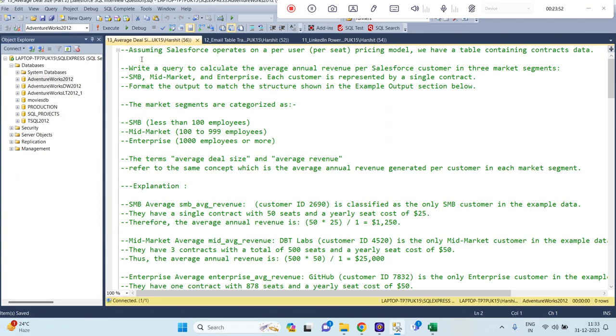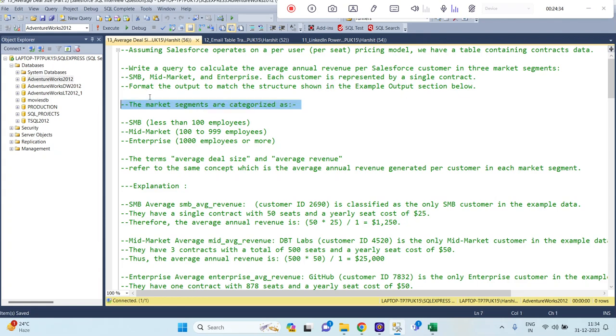This is actually a very long description. Assuming a Salesforce operator on a per user pricing model, we have a table containing contracts data. Write a query to calculate the average annual revenue per Salesforce customer in three market segments. There are three different market segments: SMB, mid market segment, and enterprise. Each customer is represented by a single contract. Format the output to match the structure shown in the example output section below.